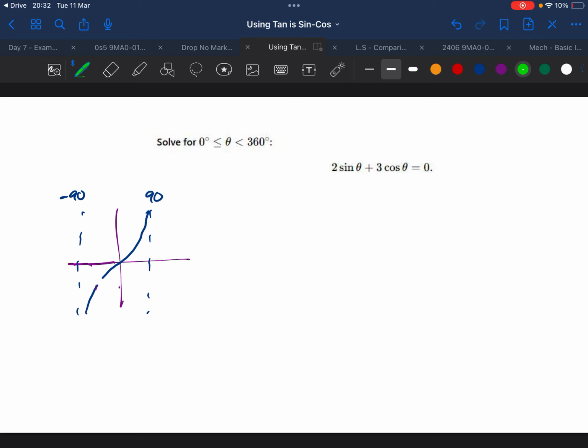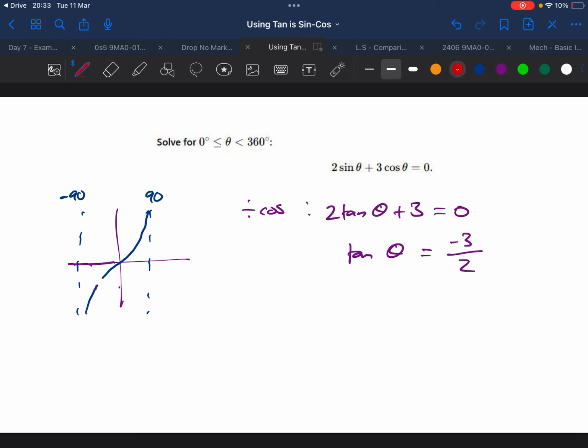Okay, so next up, we've got a similar situation with this one here. So we could move one to the other side and then do it, but it's not necessary. The idea is that you can use these results whenever they're convenient. So I'm going to divide by cos theta straight away. And that would give me 2 tan theta plus 3 equals 0. So the 0 makes this convenient. We do tan theta then equals minus 3 over 2.